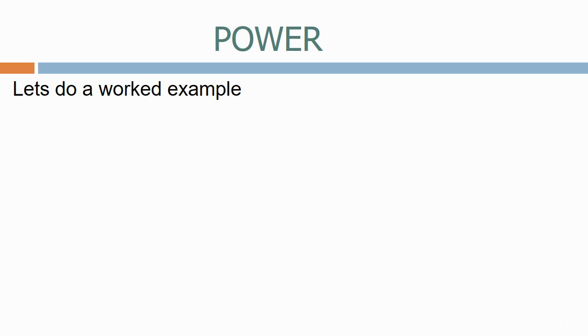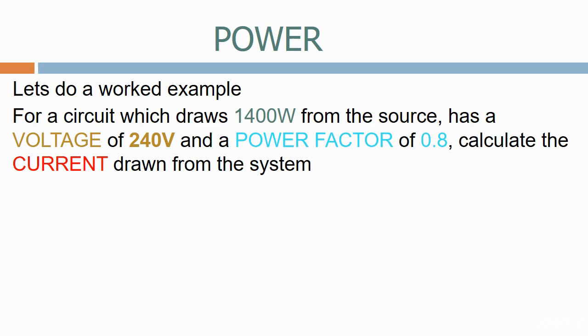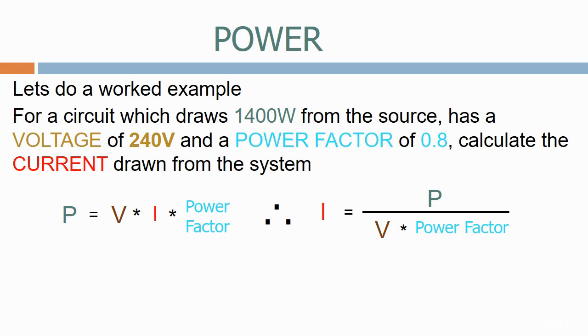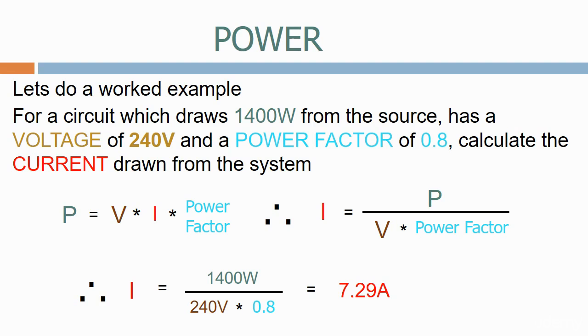Let's do a worked example. For a circuit which draws 1400 watts from the source, has a voltage of 240 volts and a power factor of 0.8, calculate the current drawn from the system. P equals V times I times the power factor. Therefore, transposing the equation, I equals P divided by V times the power factor. Therefore, I equals 1400 watts divided by 240 times 0.8. Therefore, I equals 7.29 amps.